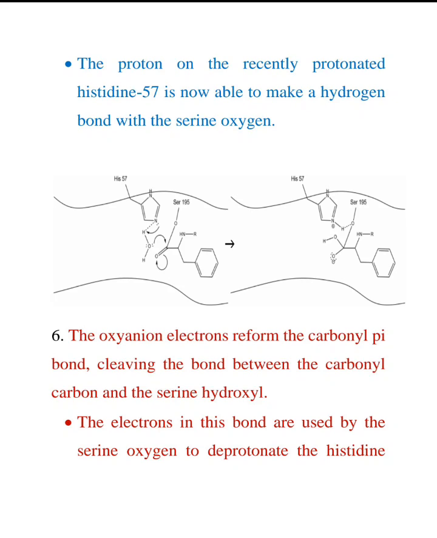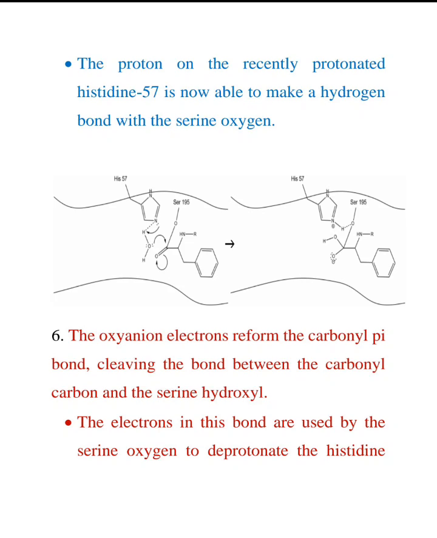The proton on the recently protonated histidine 57 is now able to make a hydrogen bond with the serine oxygen. Sixth, the oxyanion electrons reform the carbonyl pi bond, cleaving the bond between the carbonyl carbon and the serine hydroxyl.